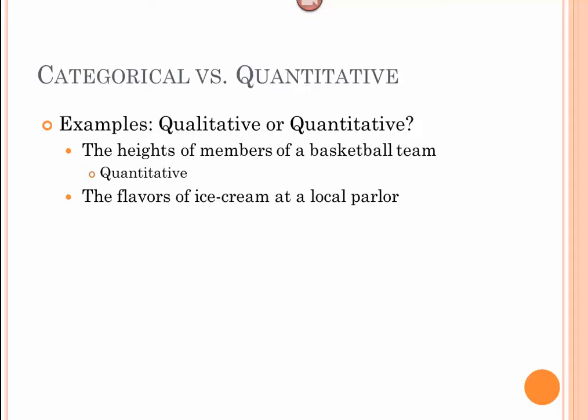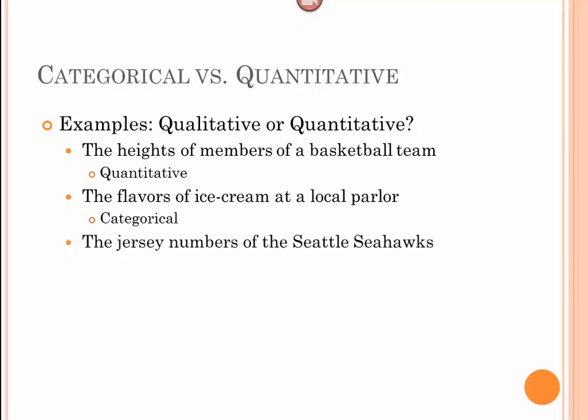Flavors of ice cream at a local parlor. Well, flavors of ice cream are pretty straightforward. Those would be categorical in nature. Those are names assigned to different flavors. The jersey numbers of the Seattle Seahawks. Now here's an example of a variable that does vary from the members of the team, but is not a number that has any kind of mathematical meaning to it. So this would be an example of categorical data. Those numbers are assigned, but they are not a count or a measurement.